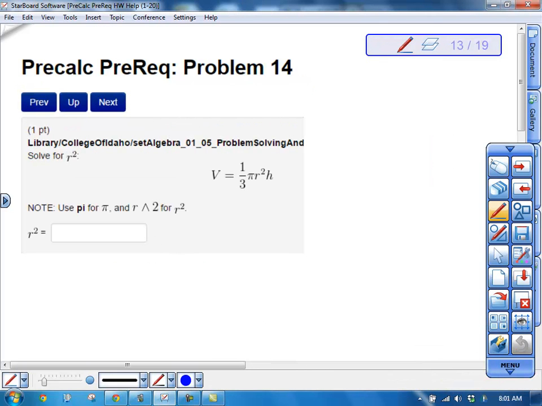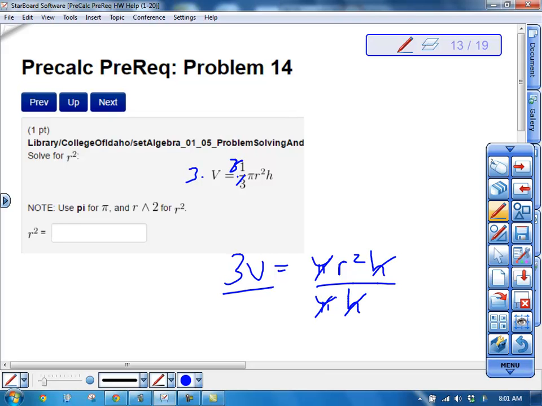All right, next problem that wants us to solve this for r squared. So we're going to multiply both sides by 3. That gives us 3v equals pi r squared h. Now I'm going to divide both sides by pi and by h to get rid of both these terms, and I'll just have it solved for r squared. So I'm going to enter this in 3v, and you're going to have to enter this in parentheses to make sure that the division happens correctly.